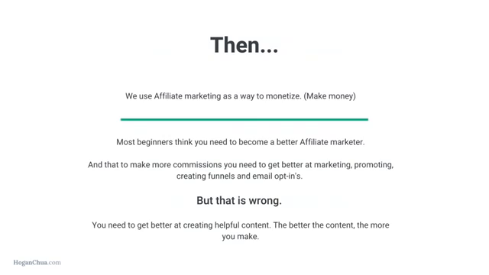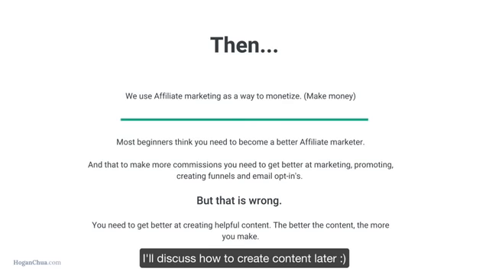A lot of beginners actually think that you need to become a better affiliate marketer to make more affiliate commissions, right? But what we're actually doing is creating content, and then we use affiliate marketing as a way to monetize and make money from our content. So what you need to do is get better at creating helpful content. The better the content, the more affiliate commissions you can make. A lot of people think that to make more commissions, you need to be better at marketing, selling, promoting, creating funnels and email opt-ins, and learn some kind of secret technique. There's no secret technique. What you need to do is become a better content creator. You have to make sure you remember that. It's really, really, really important.